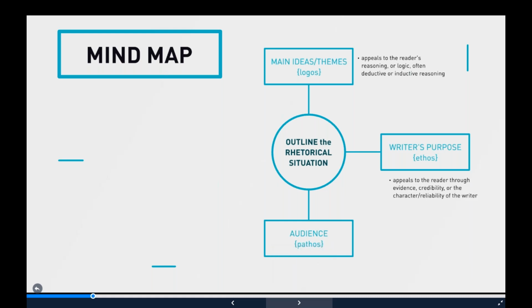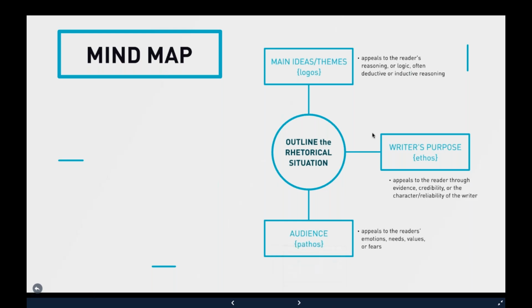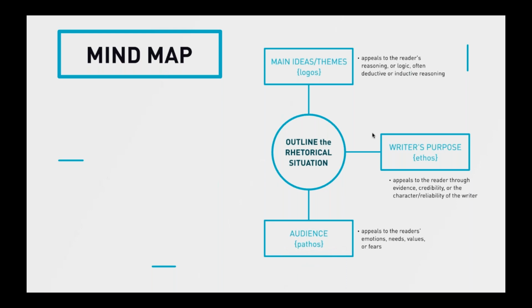So looking at this here, logos appeals to your reader's reasoning or logic. This means we're using facts to persuade the reader. Your ethos appeals to the reader through your credibility, which is achieved by citing your sources and making reliable claims that are not overstated. And your pathos comes from appealing to the reader's emotions, their needs, their values, or their fears.